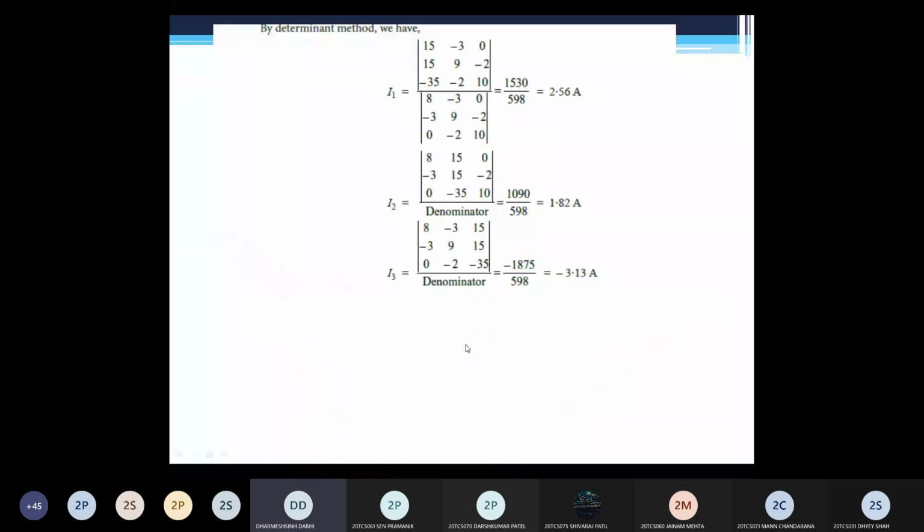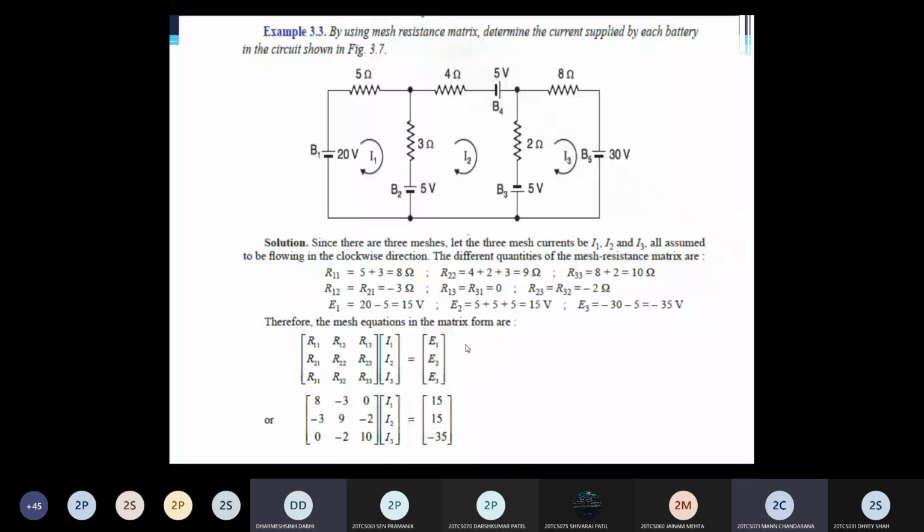Any doubt? No, sir. Okay. So first of all, draw this figure. Sir, will we discuss this question next class? Yes. If you have any doubt during the calculation, we will discuss it in the next lecture. Okay, sir. Thank you, sir. First of all, draw this figure.